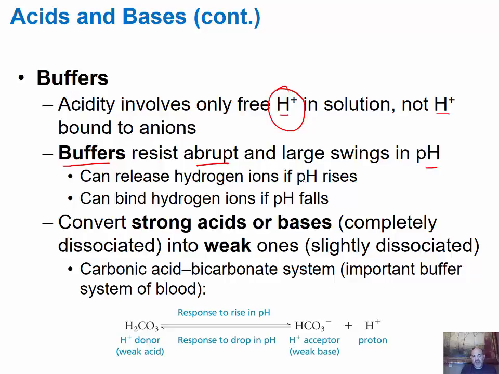They can release hydrogen ions when the pH rises. When the pH rises, you have fewer hydrogen ions because you're going to a higher number of pH, as explained earlier. And buffers can bind to hydrogen ions when the pH falls. When the pH falls, that means you're having more hydrogen ions. So if you have more hydrogen ions, they're going to bind to the buffering agent. Okay?